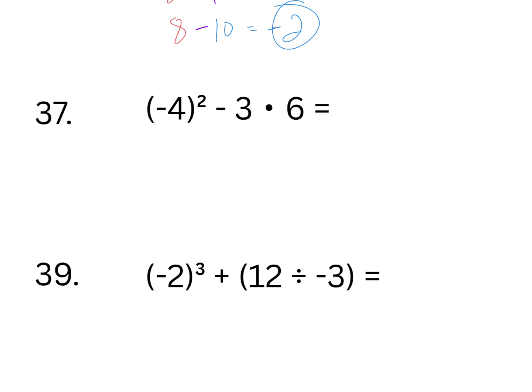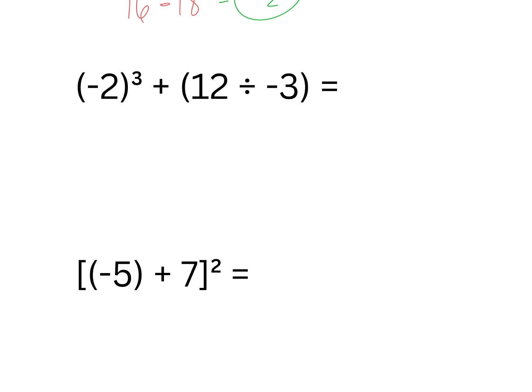Negative 4 squared minus 3 times 6. This is 16 minus 3 times 6. This is 16 minus 18. This is negative 2.